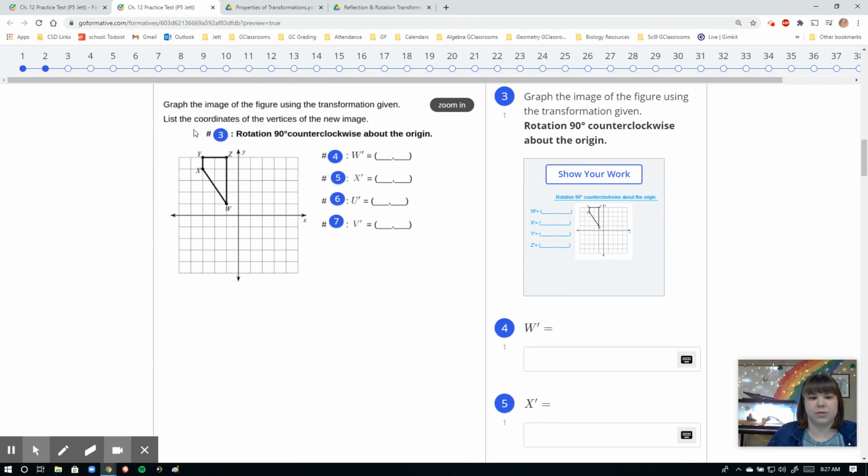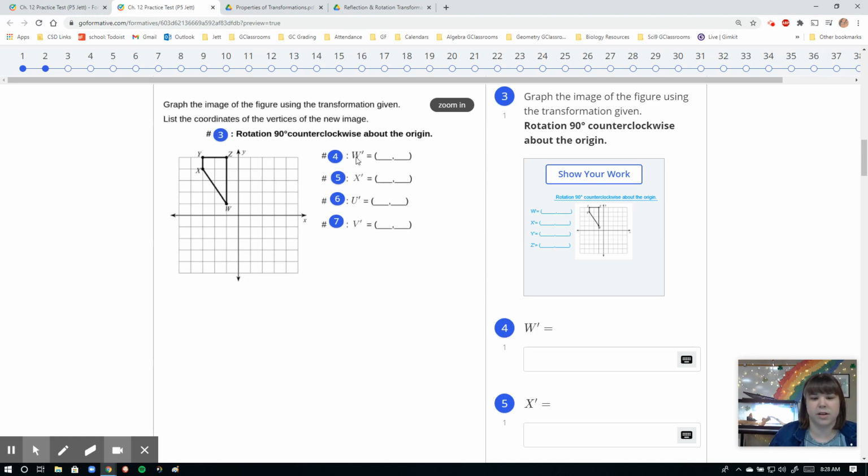Let's go ahead and do number 3 through 7. I know that these problems look very complex because they have lots of problem numbers on it, but it's pretty straightforward. It's just one problem with lots of places to put answers, okay? So it says graph the image of the figure using the transformation given. So the transformation is we're going to do a rotation of 90 degrees counterclockwise about the origin. Then it says to list the coordinates of the vertices of the new image.